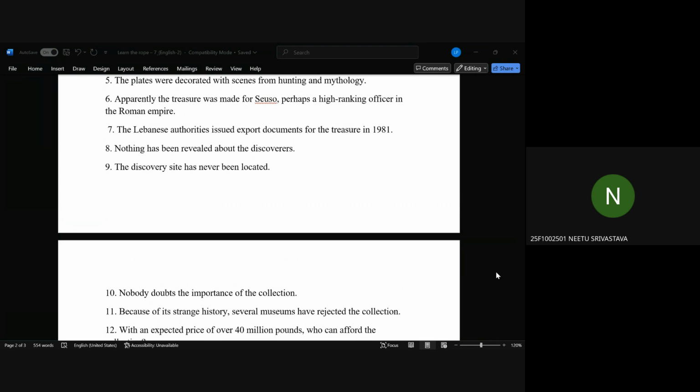Ma'am, the three types of non-finite clauses. Three types of non-finite clause. Ma'am, the examples of all three types. Can you look at your chat box? I think I have given you examples. Just scroll it up.